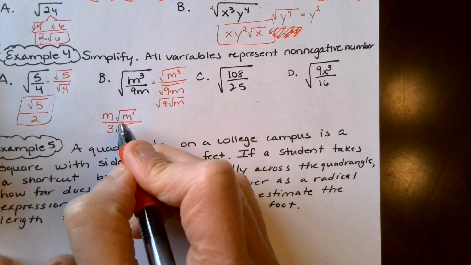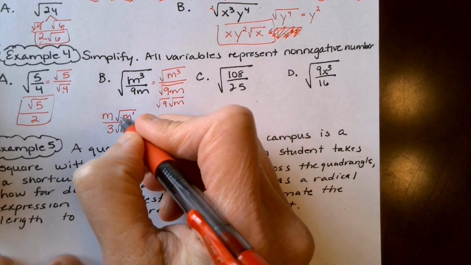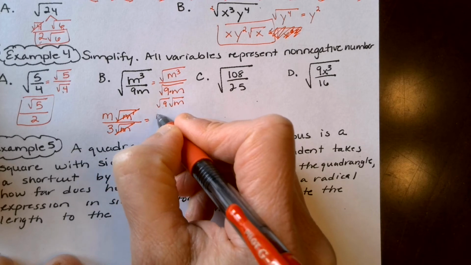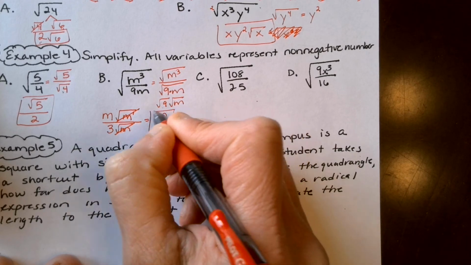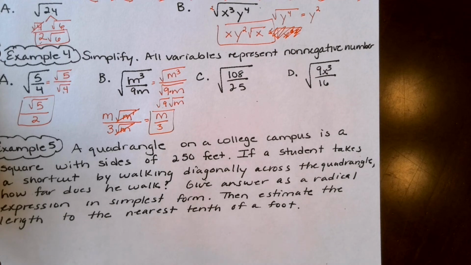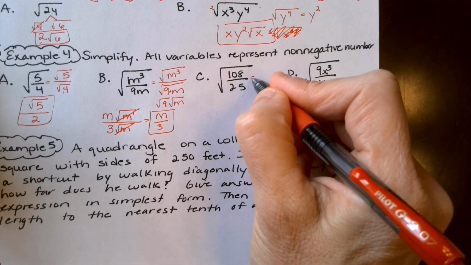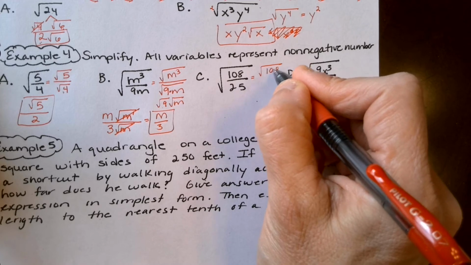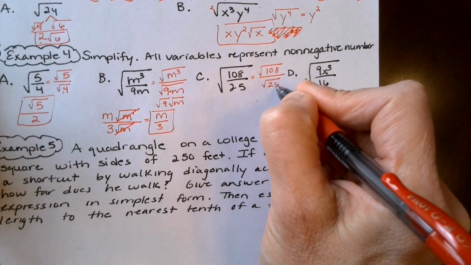Look at this, class. Square root of n over square root of m cancels off, and we're left with this. So I still haven't gotten to show you what happens. That might come up in another lesson. Let's take a look at this one. Square root of 108 over the square root of 25.